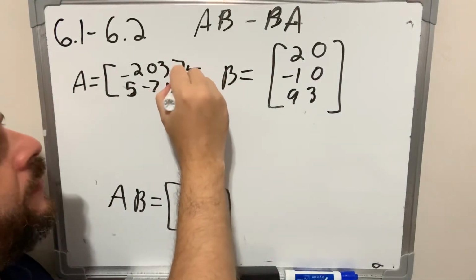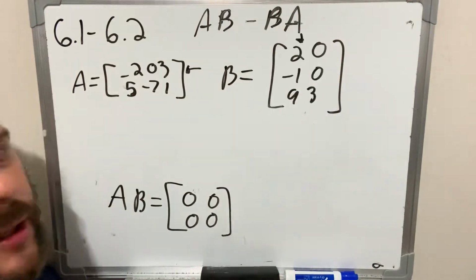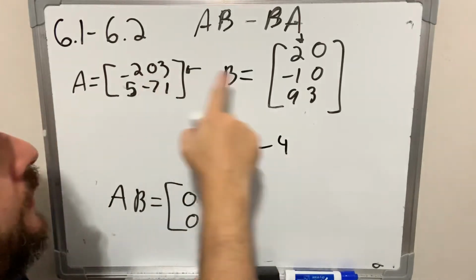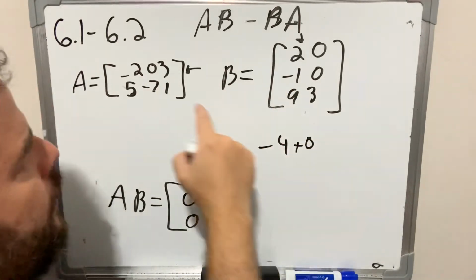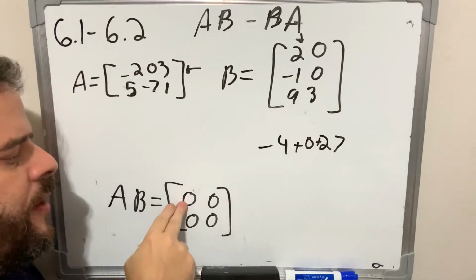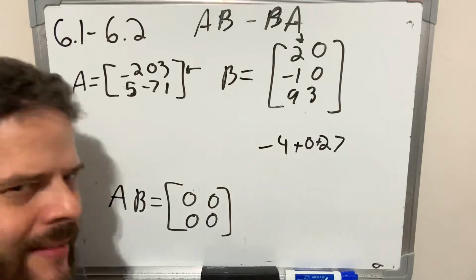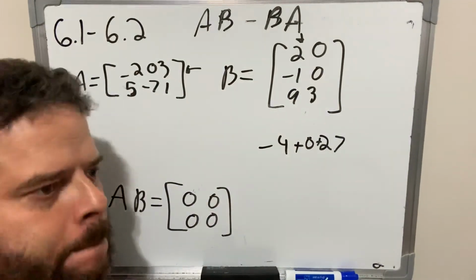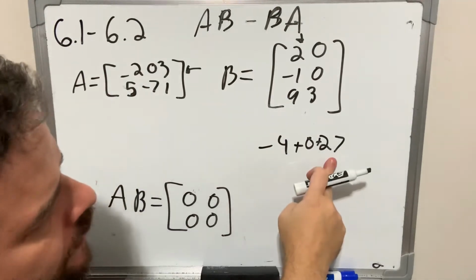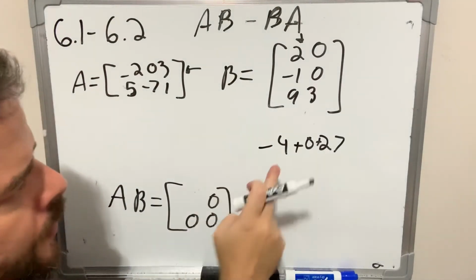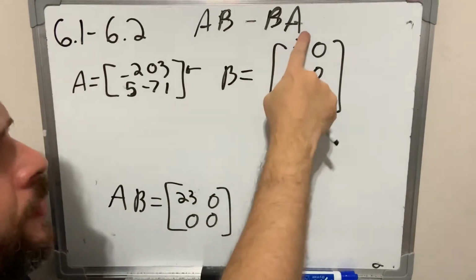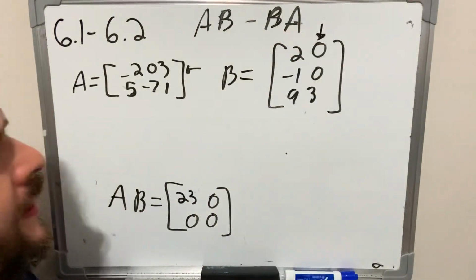So again, I take the first row and the first column. Negative 2 by 2 is negative 4. 0 by negative 1 is 0, and 3 times 9 is 27. Imagine putting all these just in here, and then the second one here. It's very, very messy when they're very big matrices. Negative 4 plus 27 is 23. That's my first element. Now I'm gonna take my first row and my second column.